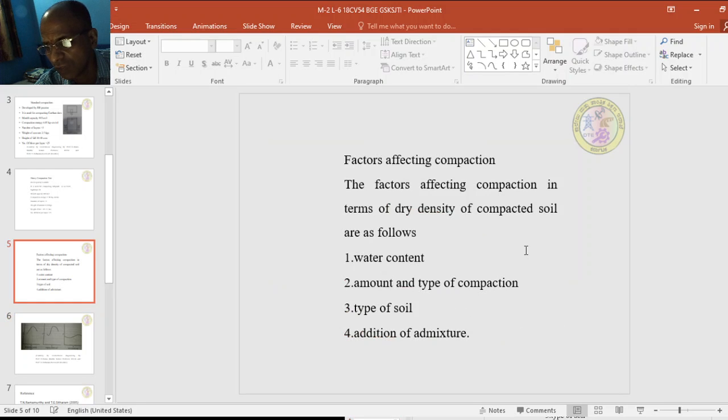Next is addition of admixtures. If your admixture is fine grain in nature, your density increases. If the addition is coarse grain in nature, the void ratio further increases and density gets reduced.